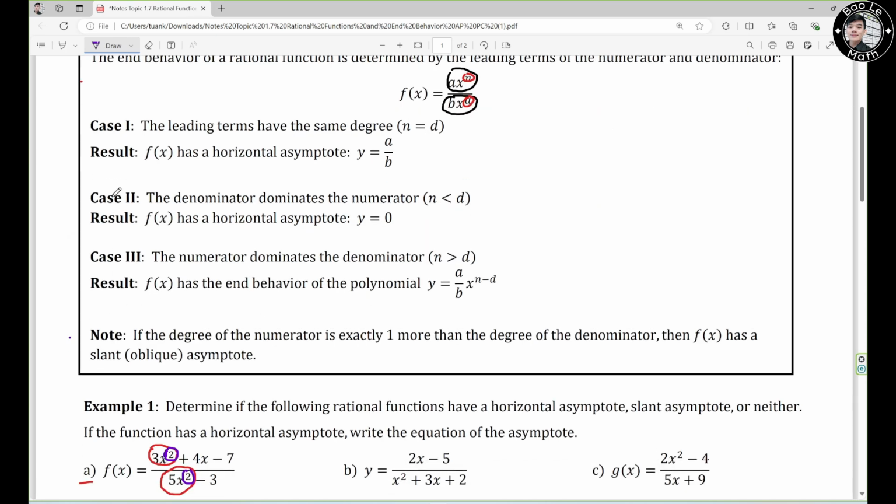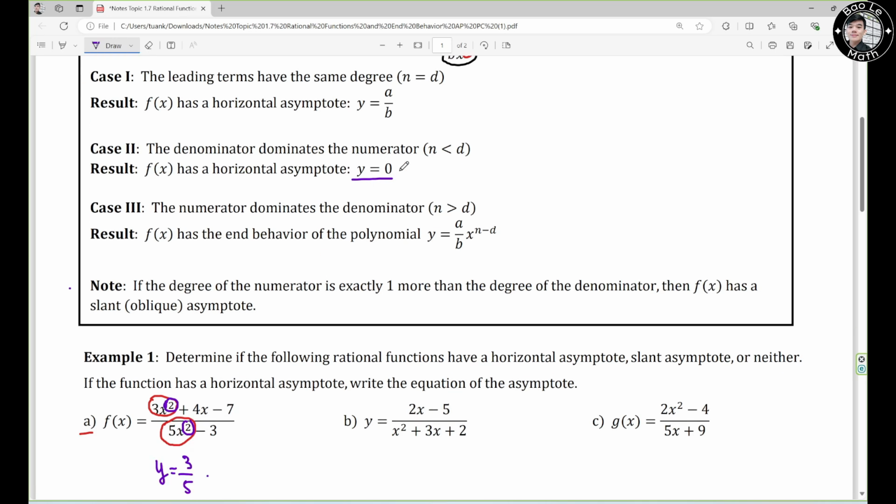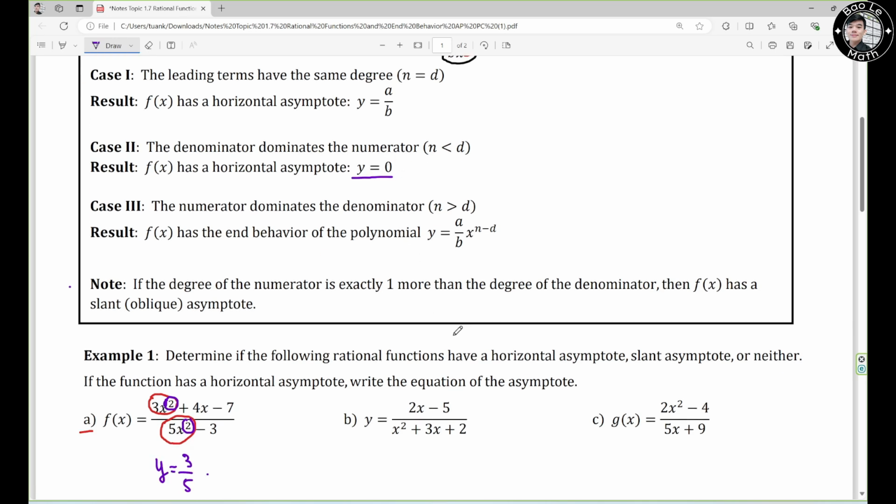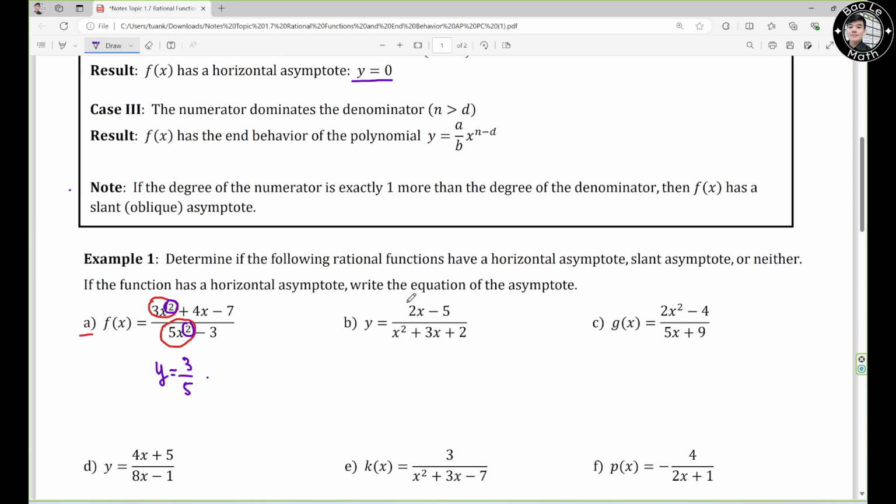Now we're going to move on to the second case. The denominator dominates the numerator, which means the degree on the bottom is greater than the degree on the top. We have one horizontal asymptote, y equal to 0. Look at question B. The leading term on the top is 2x, and the leading term on the bottom is x squared. Because the degree on the bottom is greater than the degree on the top, the horizontal asymptote is y equal to 0.